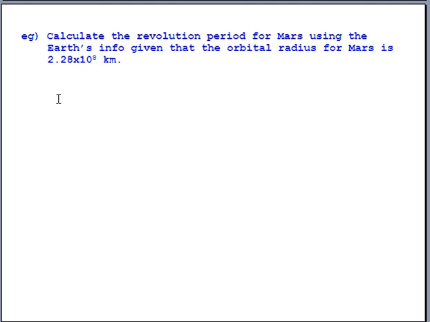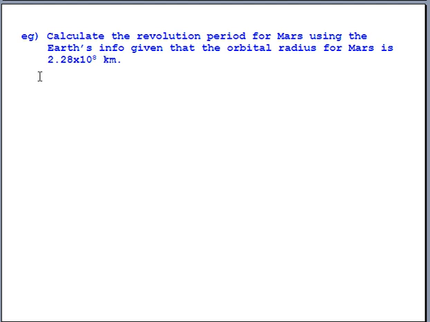Here's another option. Let's compare one planet to another. As long as they're both going around the same sun, we should be okay here. So it says calculate the revolution period for Mars using the Earth's info that we already know, given one little clue: the size of Mars's orbital radius is 2.28 times 10 to the 8 kilometers. It's a little bothersome that it's in kilometers, but it turns out it won't matter.